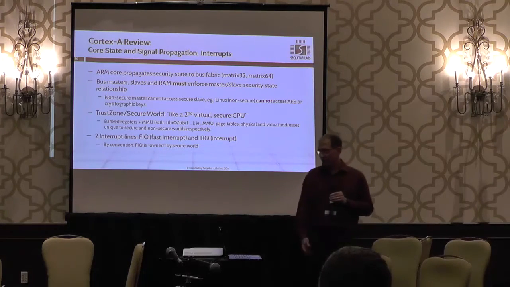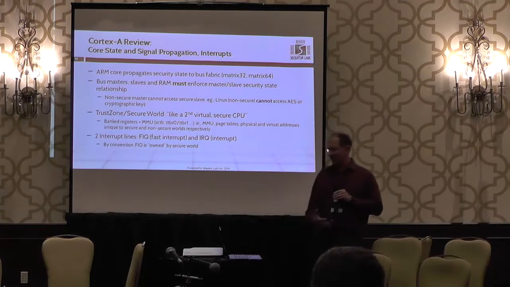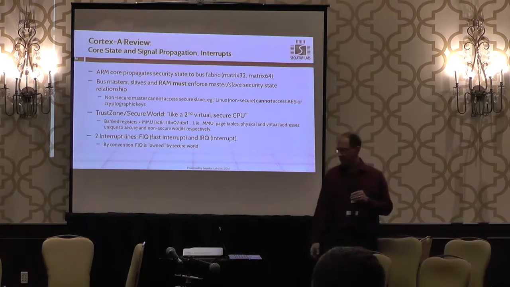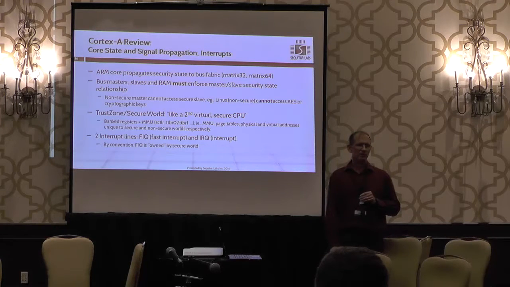So I'll give a review. People ask us, I mean, we get asked a lot of questions on this. So the trick is the CPU propagates its security state onto the bus. So the CPU is a master. And effectively, when it's secure, it will communicate with secure and non-secure slaves. Non-secure masters won't talk, get it right. Non-secure can't go to secure. Effectively, you're blocked.